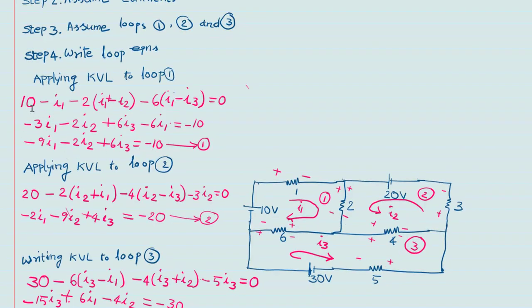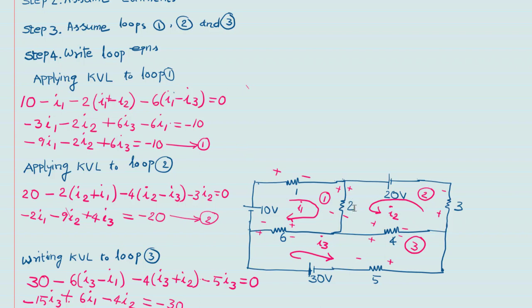So voltage rises we take as positive. So we write 10 here. Next, going from positive to negative, we call that a voltage drop. A voltage drop will get the negative sign. So that is 1 into current I1, with a negative sign. So we write minus I1.